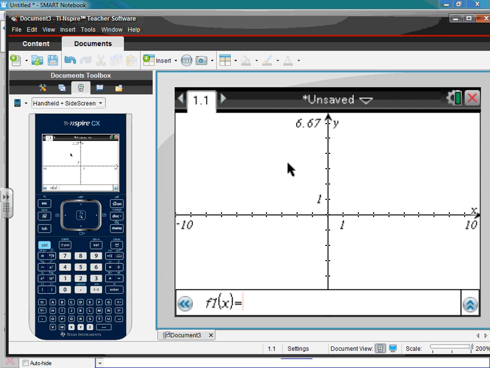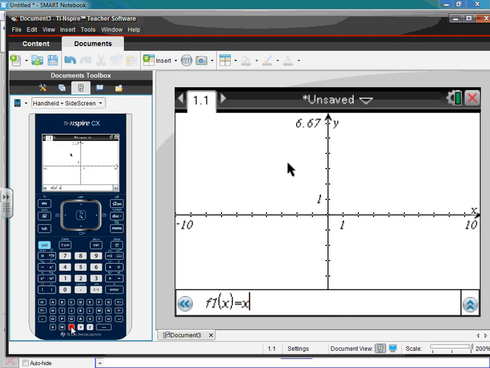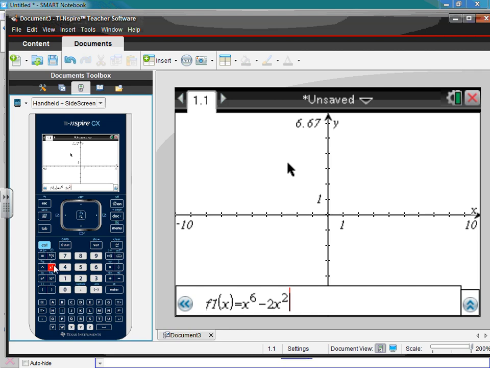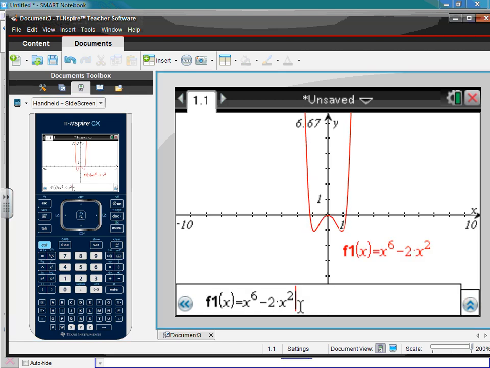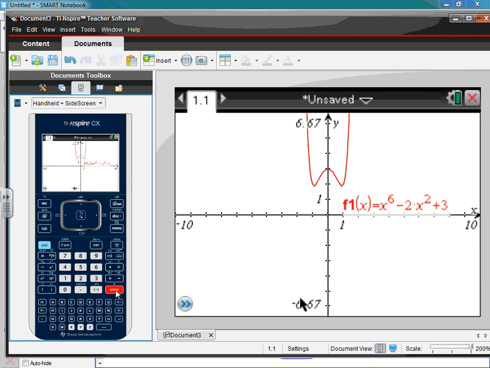Now we're going to graph this number 9, and number 9 on the paper was x to the 6, so I'm going to type x, caret 6, right arrow, minus 2x squared, right arrow, plus 3, enter. There's my graph.